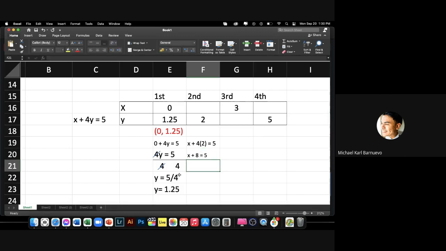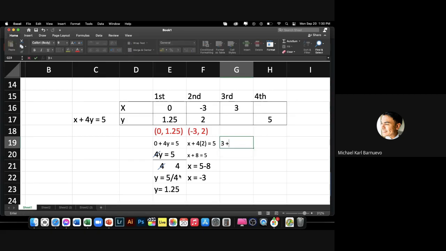Then we transpose 8 to the other side. So positive, it will become negative. X is equal to 5 minus 8. Therefore, our x is now negative 3. Ayan. So we put it here, negative 3. So our second coordinate is negative 3, 2. Ayan. Okay? Third, the value given for the third is x. So once again, let's substitute. 3 plus 4y is equal to 5.